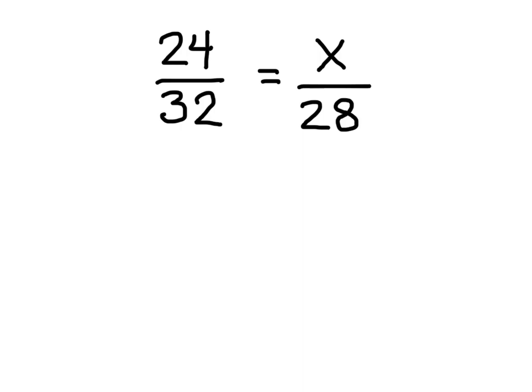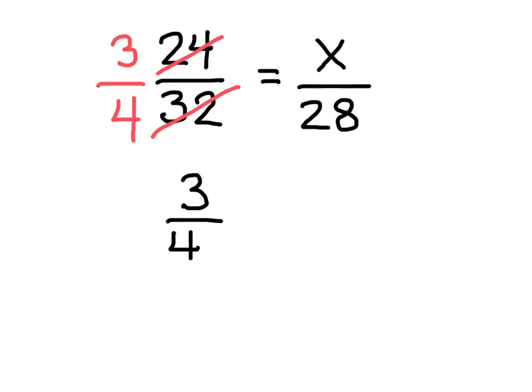28 does not go evenly into 32. Pause your video, try reducing the fraction and using the giant 1 method. Welcome back from pausing the video. Let's reduce 24 over 32. Let's divide by 8. So this will reduce to 3/4. All right, now I have a proportion where I could use the giant 1 method.